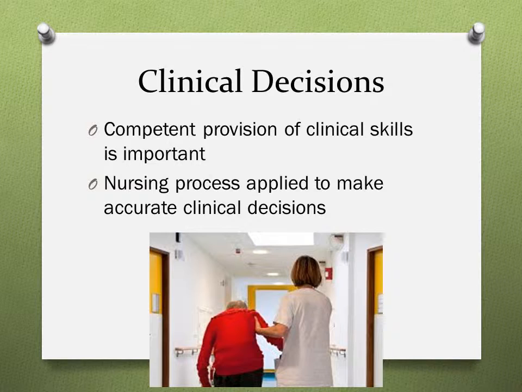The nursing process is applied to make accurate clinical decisions. You have to identify the problem, develop a plan of care, implement nursing interventions, and always evaluate patient outcomes. If you make the wrong decision, you're going to have undesirable outcomes. Never hesitate to ask for help.